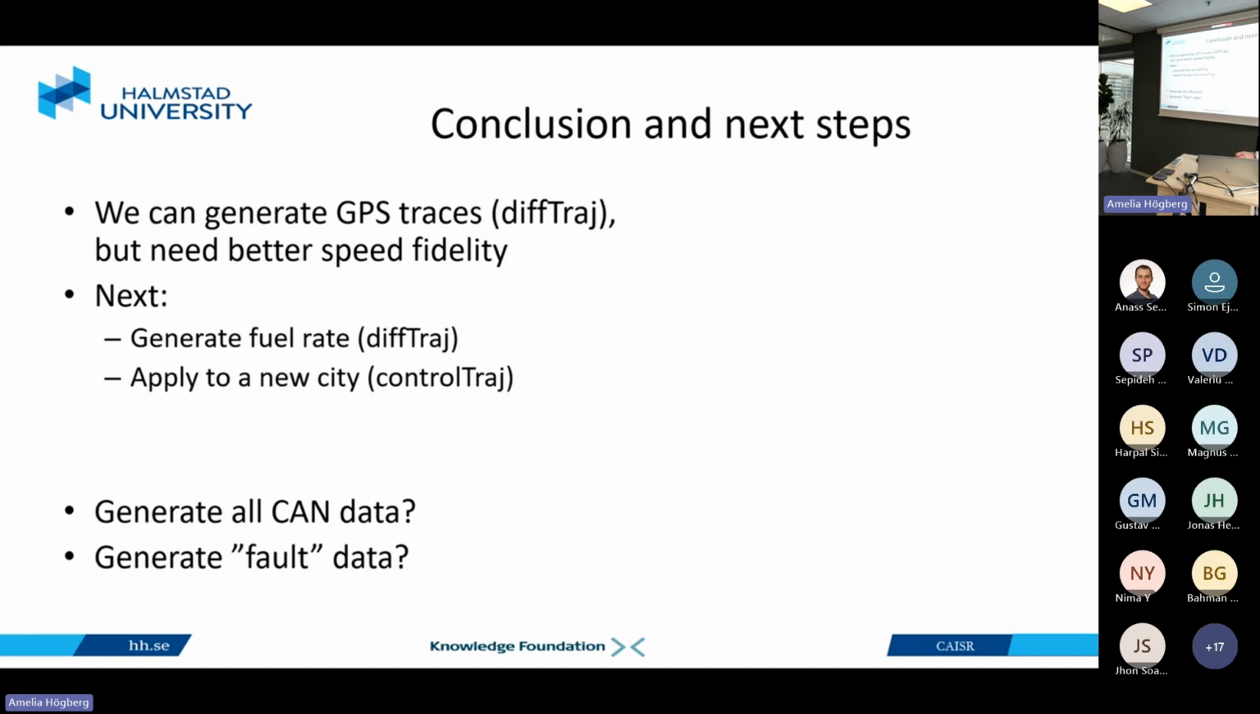So the next step, if we look at where we are today, we can generate these GPS traces. We need to work a little bit more to get the speed correct, but I'm pretty confident that's about a week or two. And then next, we're thinking of generating fuel rate, because this was just GPS, but we have the data for the fuel rate. So we could just plug that in as one of the outputs. And then also apply it to a new city.